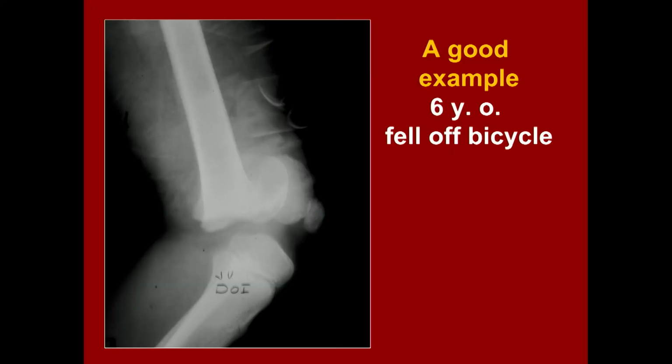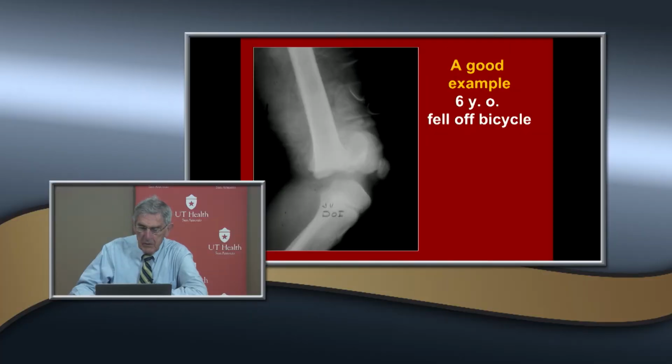So here's a good example. This is a 6-year-old who fell off a bicycle. You're in the emergency room. You call me. How are you going to describe it? He's got a transphyseal distal femur fracture that's displaced anterior. Yeah, it's an anterior displaced distal physeal fracture, probably a Salter-Harris 1 or 2.